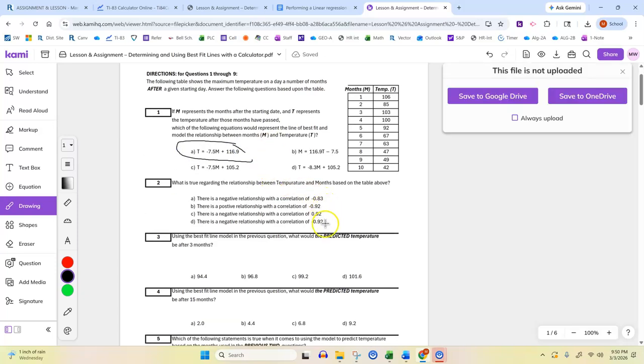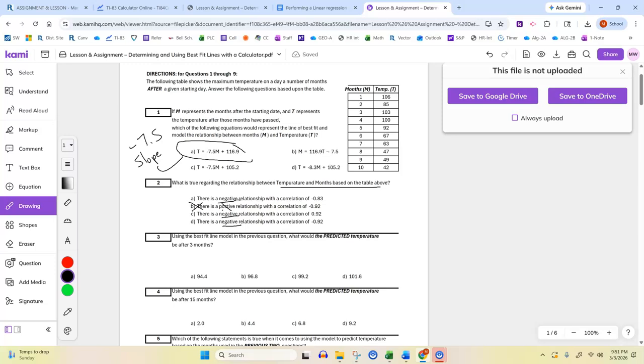The next thing is, what is true regarding the relationship between temperature and months based upon a table? Okay, is there a negative or positive relationship? Well, the slope tells us that, right? The slope says that, so if the slope is negative 7.5, that means there's a negative relationship, so definitely not B.